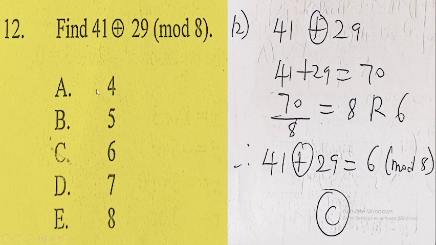Now question number 12 is on modular arithmetic. We are to add 41 plus 29 and leave our answer in mod 8. So what is 41 plus 29? That should give us 70. We cannot write 70 as our answer because we have to leave our answer in mod 8. So we divide 70 by the mod we are taking it to. If we divide 70 by 8, that gives us 8, remainder 6. So we are going to write down the remainder. That means 41 plus 29 in mod 8 will give us 6. And the best option here is option 12.